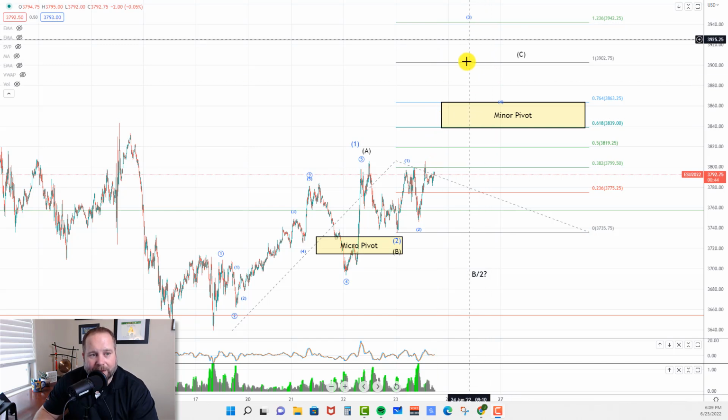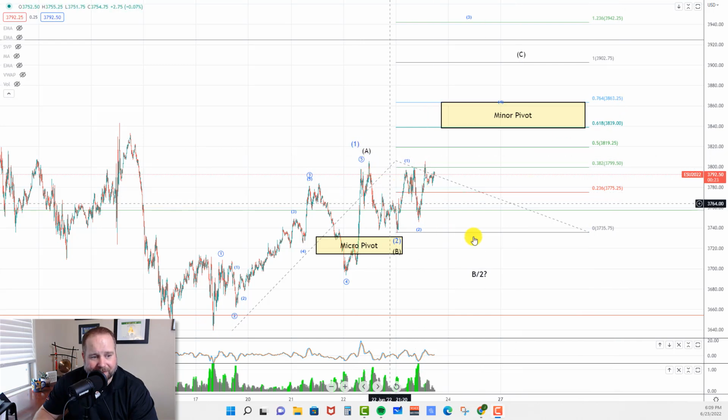The height of the wave is the first thing we're looking at, but the ultimate determining factor is the pivot. First we need to break out above this high. We poked above it, but we really need to break out above it to say we're really breaking out in this move up. Then they need to push through the pivot. The pivot is the 618 and 764 extensions of waves 1 and 2.